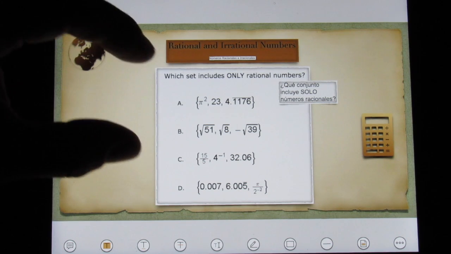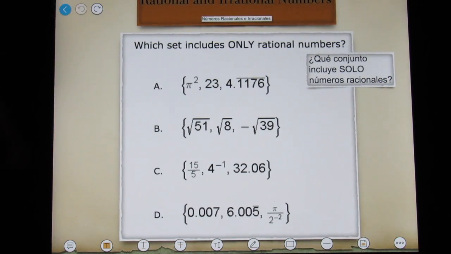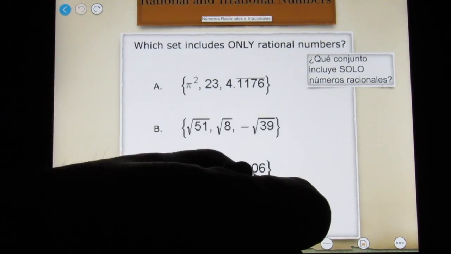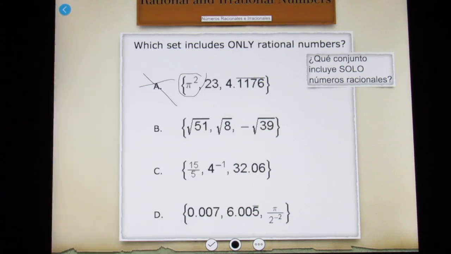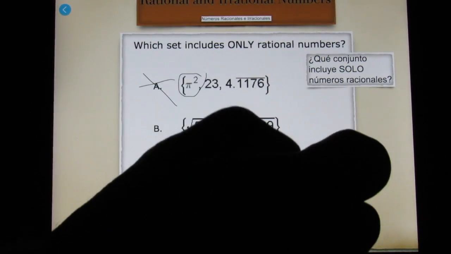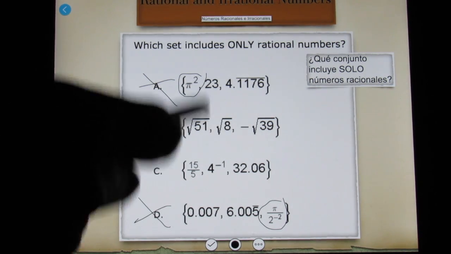Okay, this particular question, I've seen a lot of kids in my career get this wrong because it just looks like so much. It asks for only rational numbers. My advice to my students is always simply look for an irrational number in the choice. So if I see an irrational number, I know that is not it. Pi is irrational. I see pi in this one, so that's not it. So now I simply have to choose between B and C.